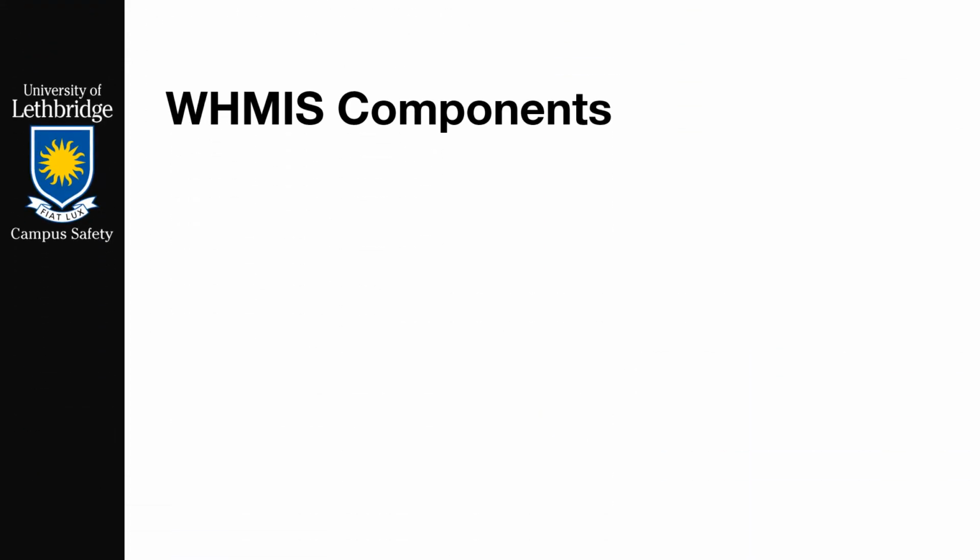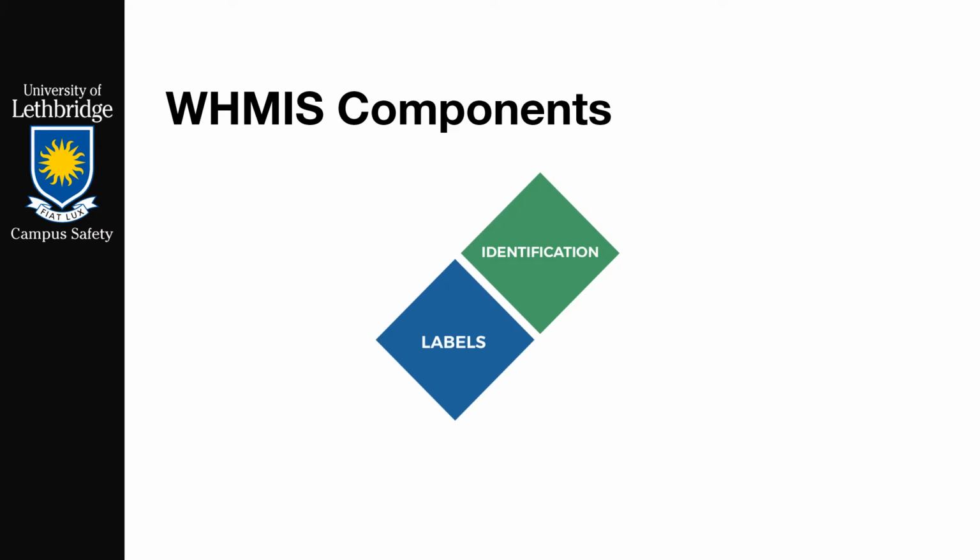There are four components to WHMIS. First, the identification and classification of hazardous products. Second, supplier and workplace labels that provide basic information in order to handle a hazardous product safely. Third, safety data sheets, which provide more detailed, technical information about a product's characteristics, hazards, and precautionary measures.